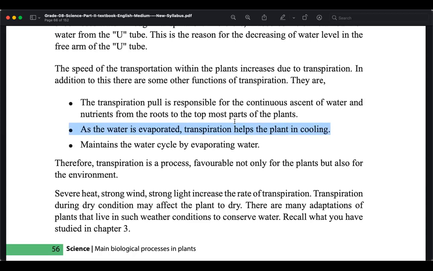We have to drink water, but the plant doesn't have that kind of mechanism, a mouth to drink. Therefore, it absorbs water through its root system.